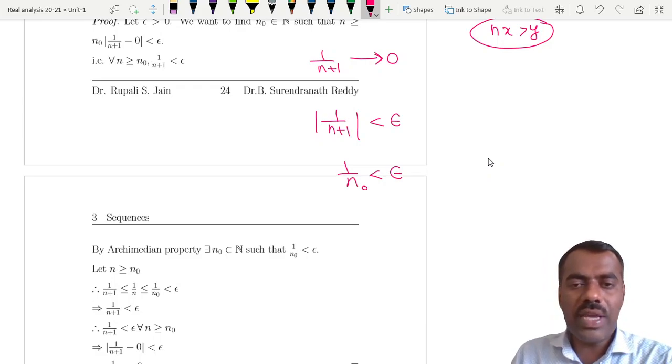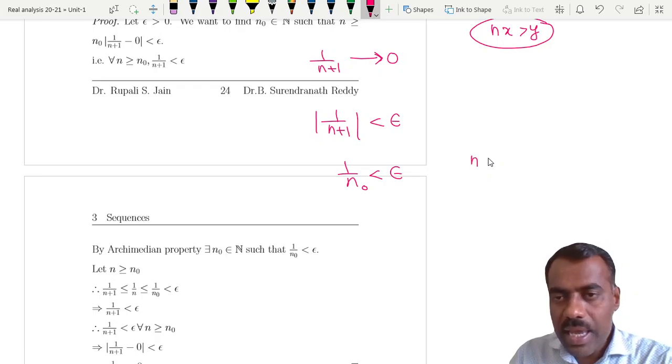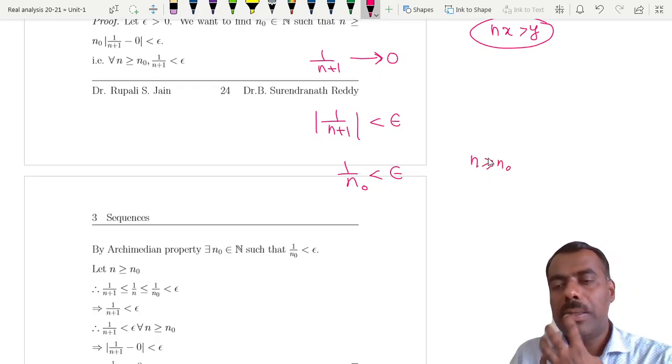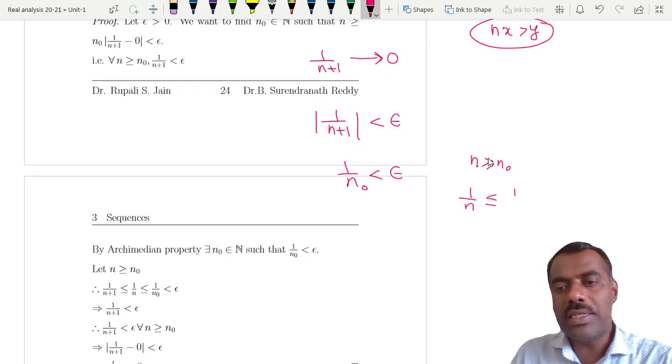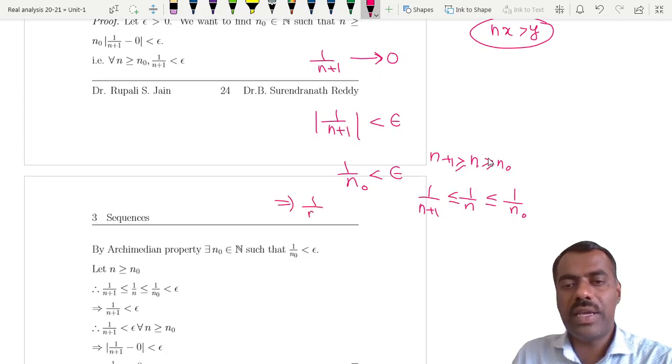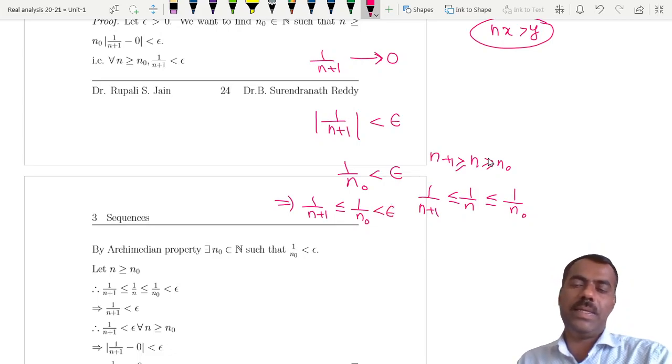Then if you take any n bigger than or equal to n naught, then we know that 1 upon n is less than or equal to 1 upon n naught, and n plus 1 is bigger than or equal to n, so 1 by n plus 1 is this, right? That means straight away what we are getting is that 1 by n plus 1 is less than or equal to 1 by n naught, which is less than epsilon, right?